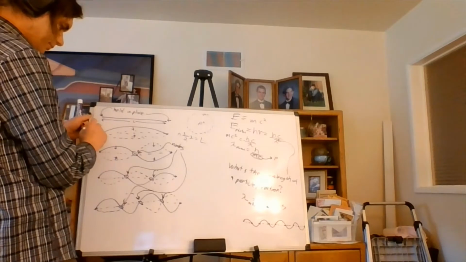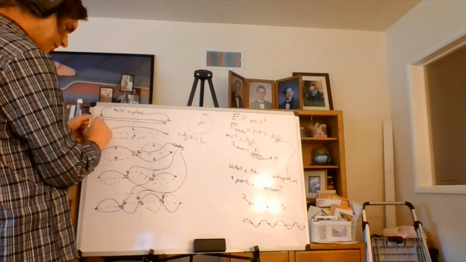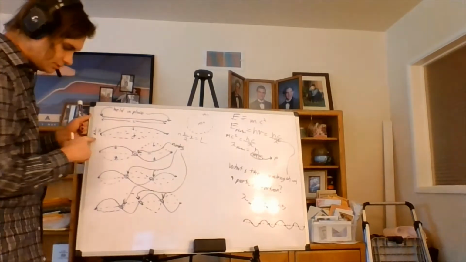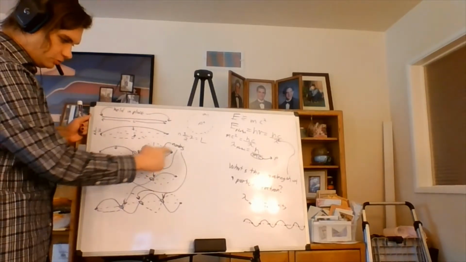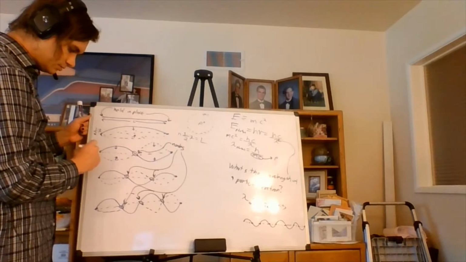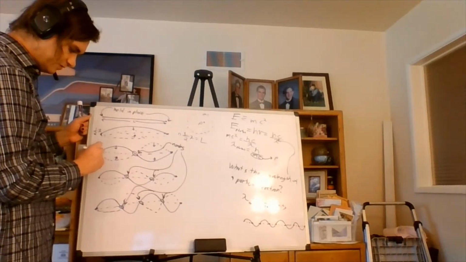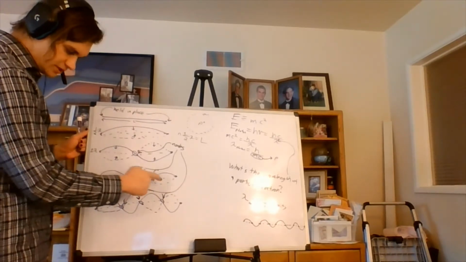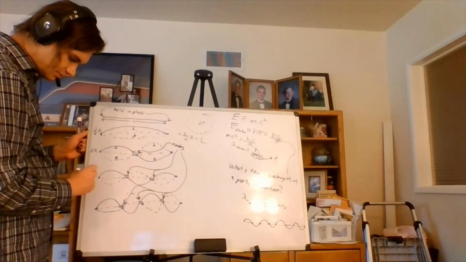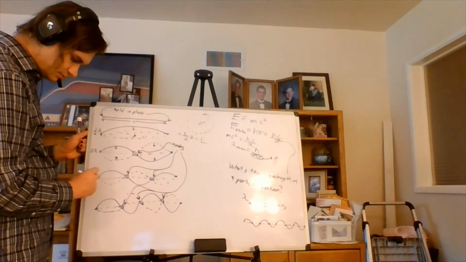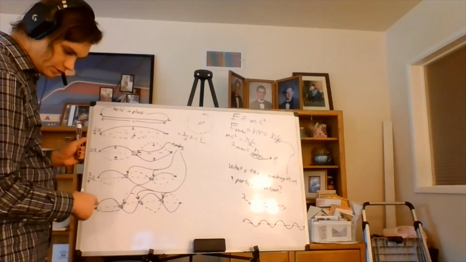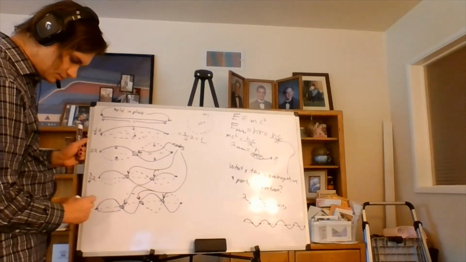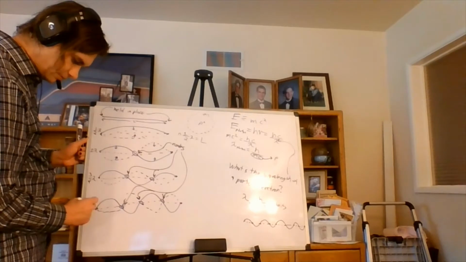So this is stable with 1/2 of the wavelength. This one has a full wave in it. That's stable with 1 wavelength. This has 1 and 1/2 wavelengths, so that's 3/2 lambda. And this one, we've got 1 wavelength, we've got 2 wavelengths, 2 lambda.